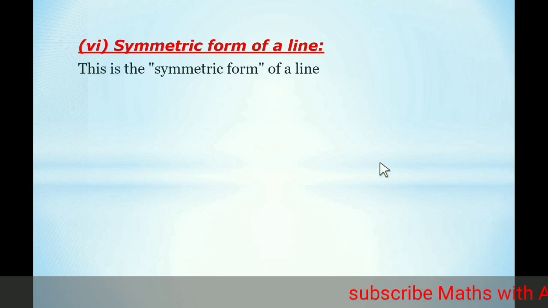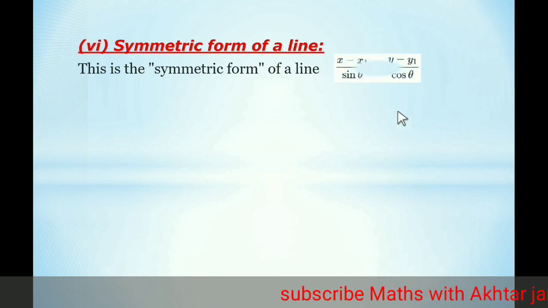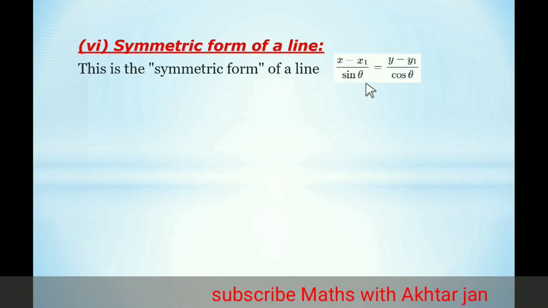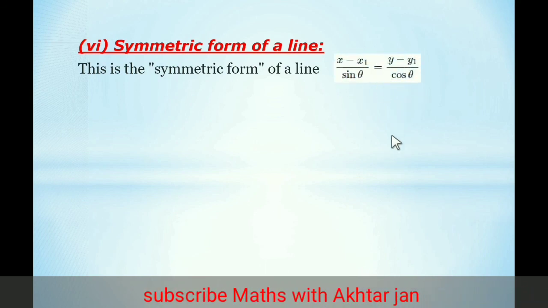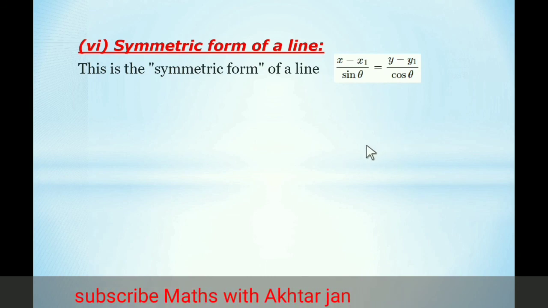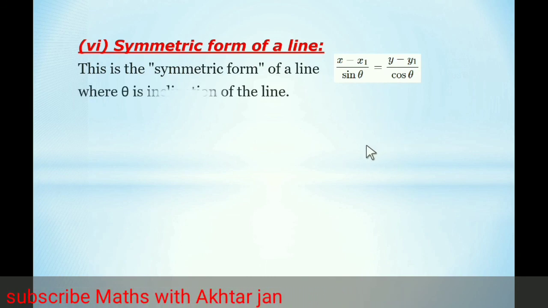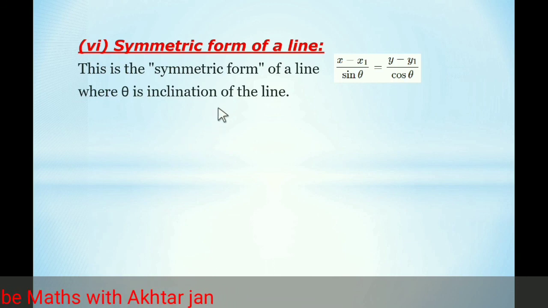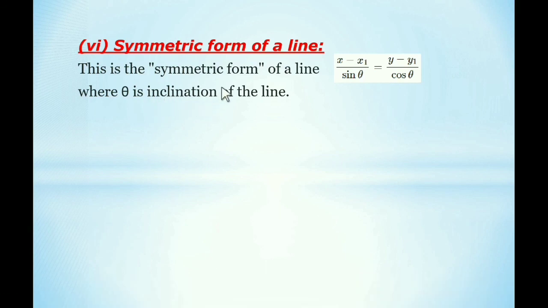The sixth one, symmetric form of a line. What is symmetric form? This is the symmetric form of a line. Look at this, x minus x1 over sin theta equal to y minus y1 over cos theta. This is the symmetric form equation of a straight line, where x1, y1 and theta are given, with theta the inclination of the line. Now what is the inclination? Inclination is the angle which a line makes with the x-axis.